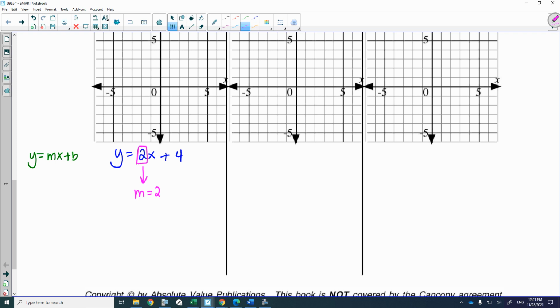Now remember, slope is rise over run. So this would be 2 over 1. We're going to rise 2 and we're going to run 1. Then this is our b value, but that's the y-intercept, right? So let's write y-intercept is equal to 4.